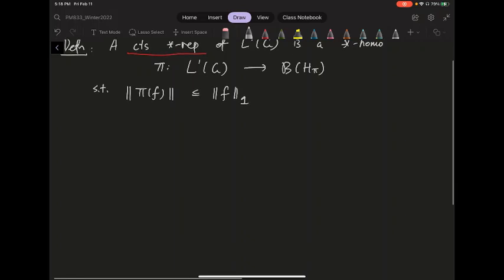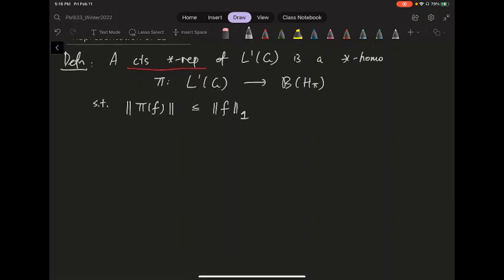All right. So here the star homomorphism is really just saying pi of f convolved with g is the same as pi f times pi g, the product of them as operators. And if you do the f check, the involution, then this is essentially just the adjoint of your operator.